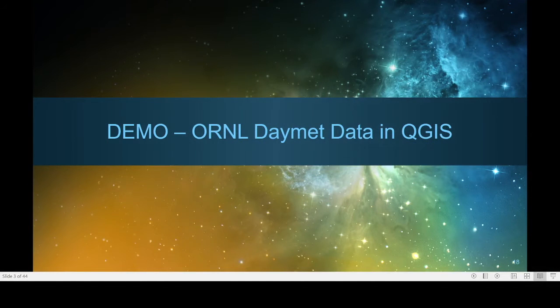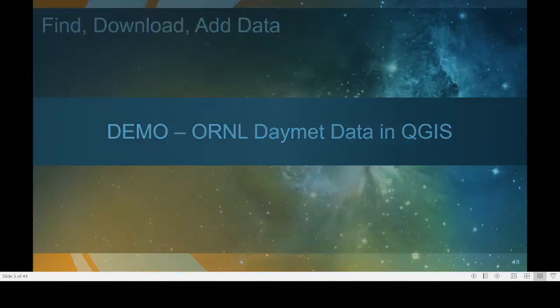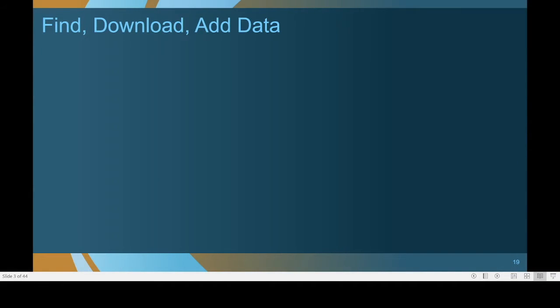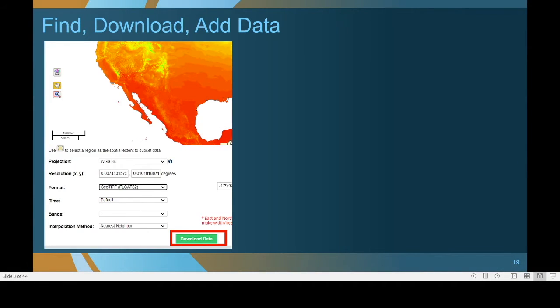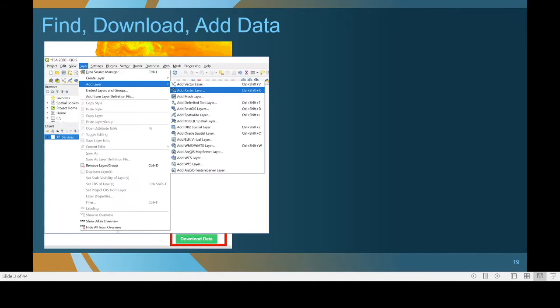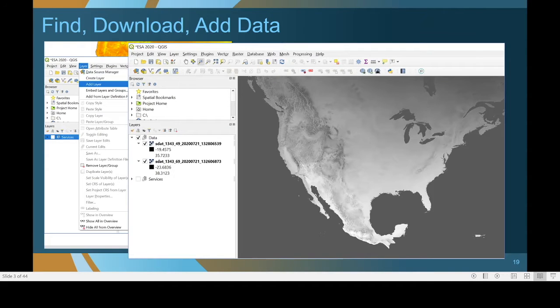If you really wanted to dig into the analytic functions, you may prefer to use the data itself. Similar to what was just shown, you first find, and this time download the data you want to analyze, and then add the data to the map for visualization purposes. In here, we're back in QGIS.